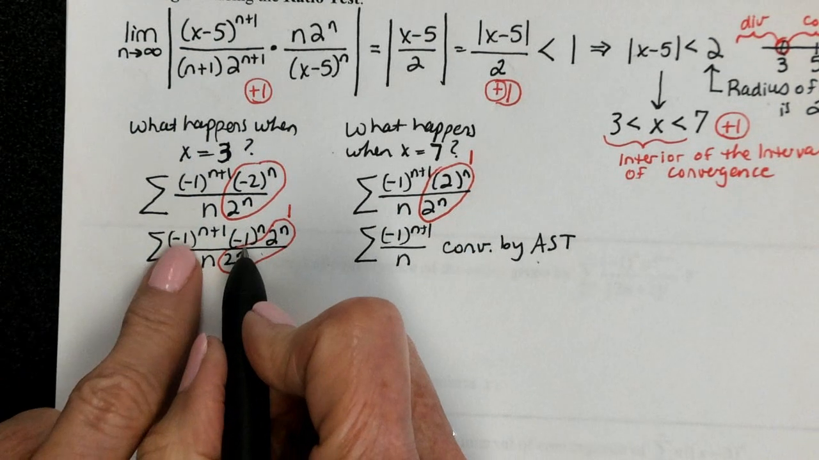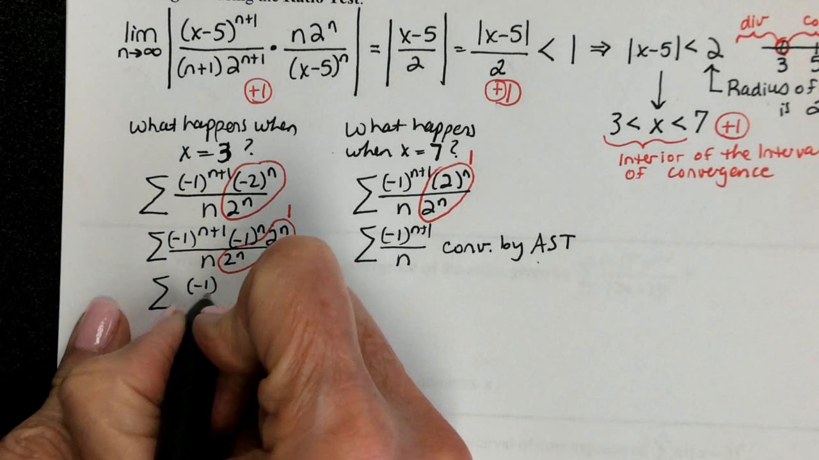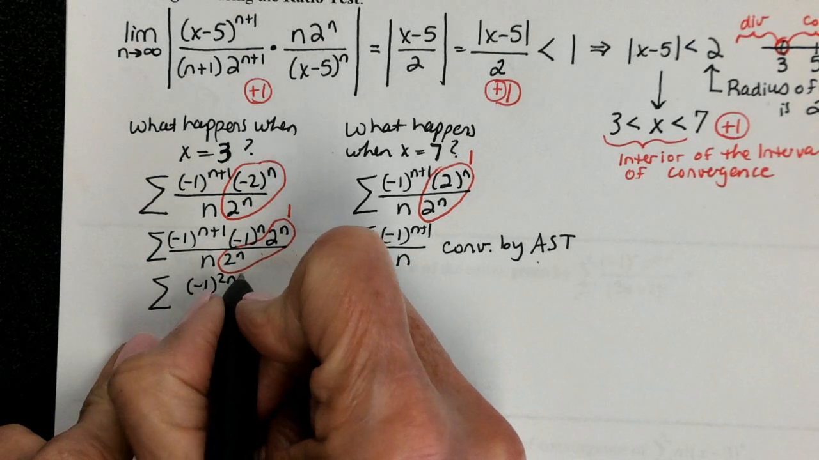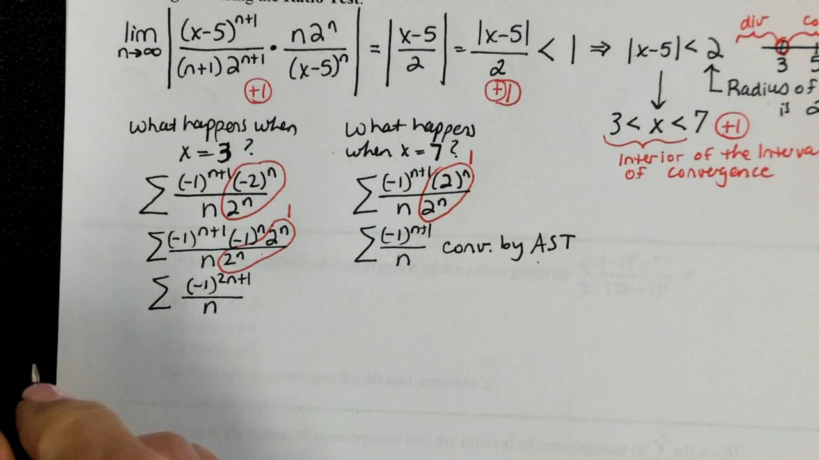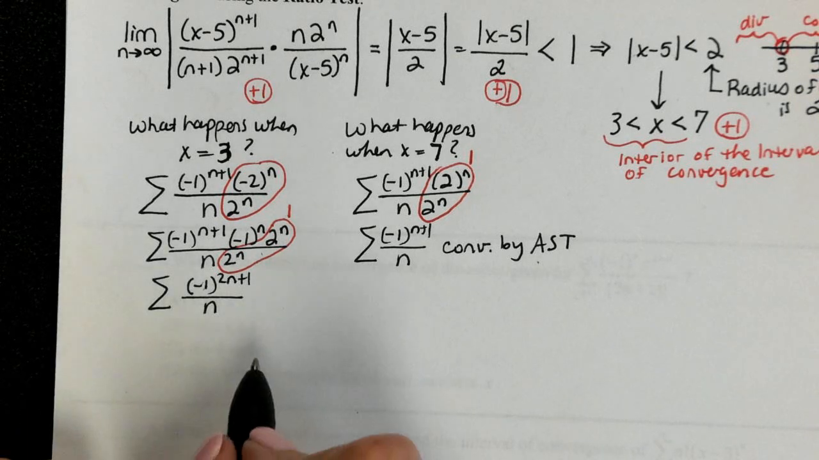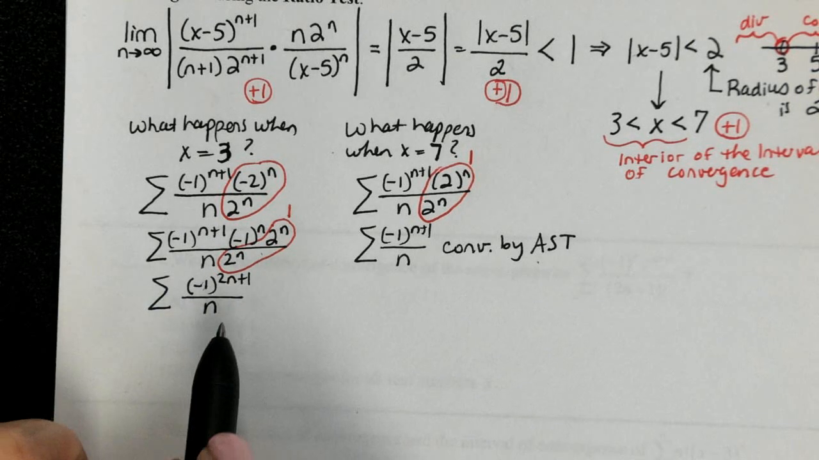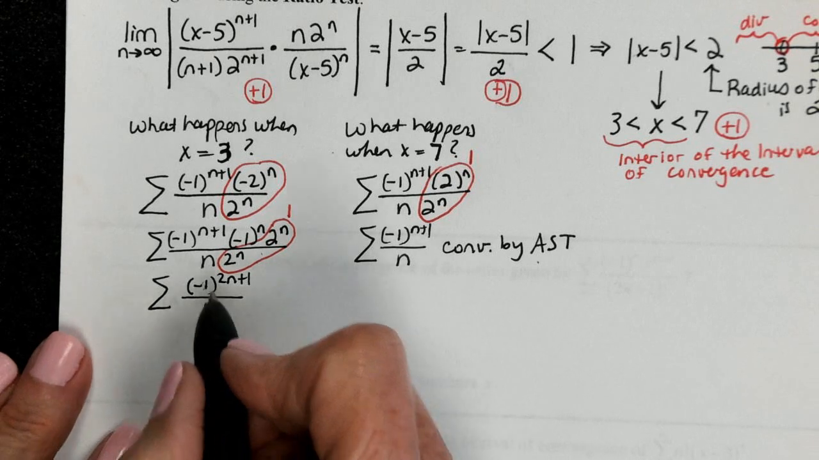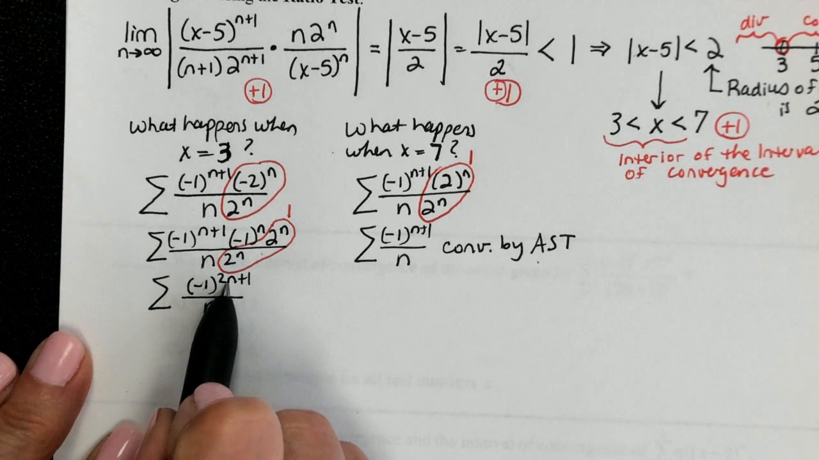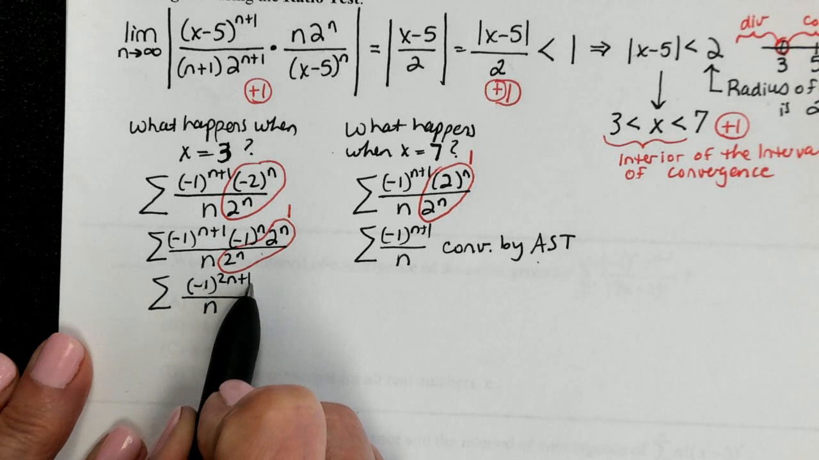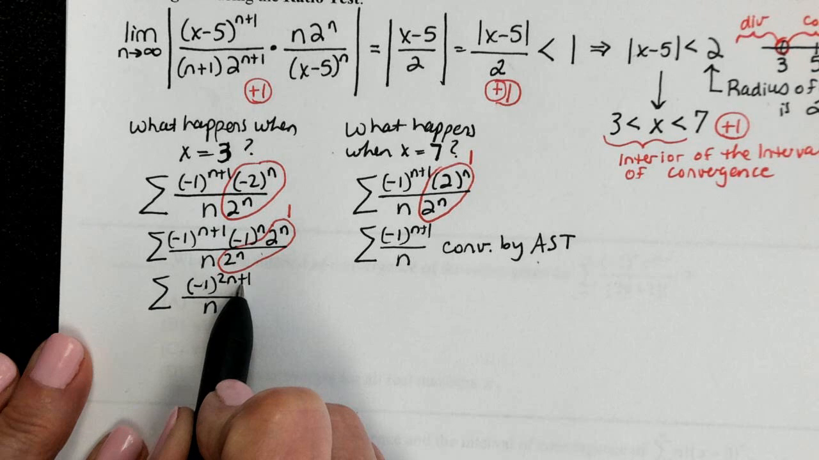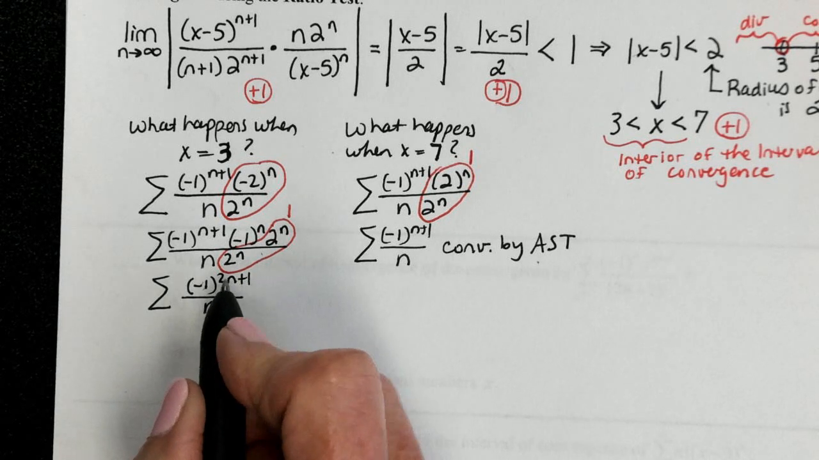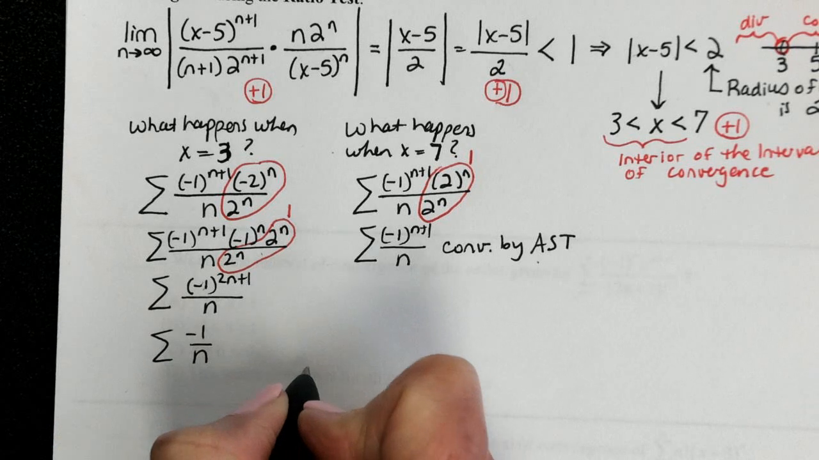The negative ones I'm going to combine by adding their powers. Since we're multiplying these together, I add the powers, and I get 2n plus 1 over n. I'm trying to figure out, is this alternating or not? Because if it's alternating, it's going to converge by AST. But if it's not alternating, it's going to diverge by P-series test. So is this still alternating? 2n is always even, plus 1 is always odd. This exponent is always odd for all whole number n's. So negative 1 to an odd is always going to be negative. That is negative 1 over n.